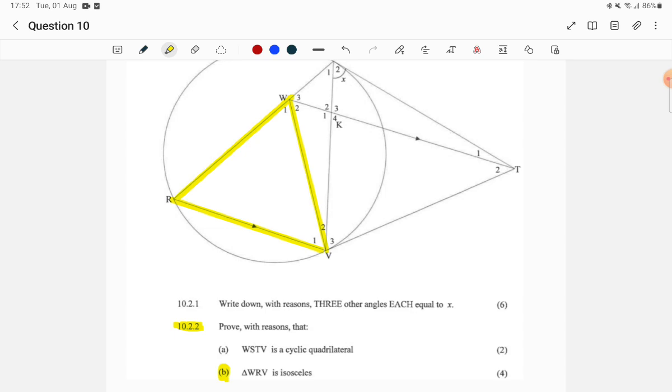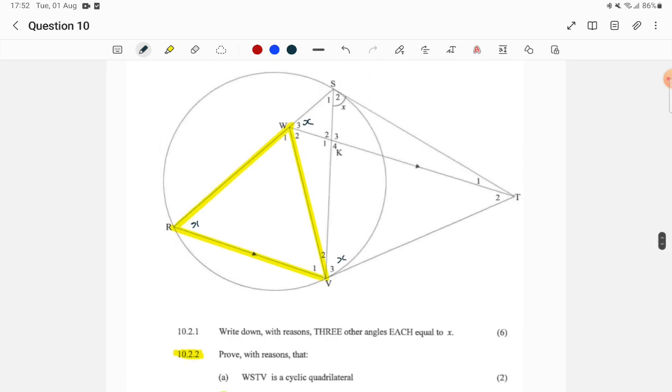So firstly, let's put all our x's. What we know, this is x, this was x from the previous one, and that was also x. So firstly, we either need V1 or W1 to be x, and then that should solve it for us. But firstly, what we also know is that WSTV is a cyclic quad, because that's proven above. So now we can actually use that to be true.